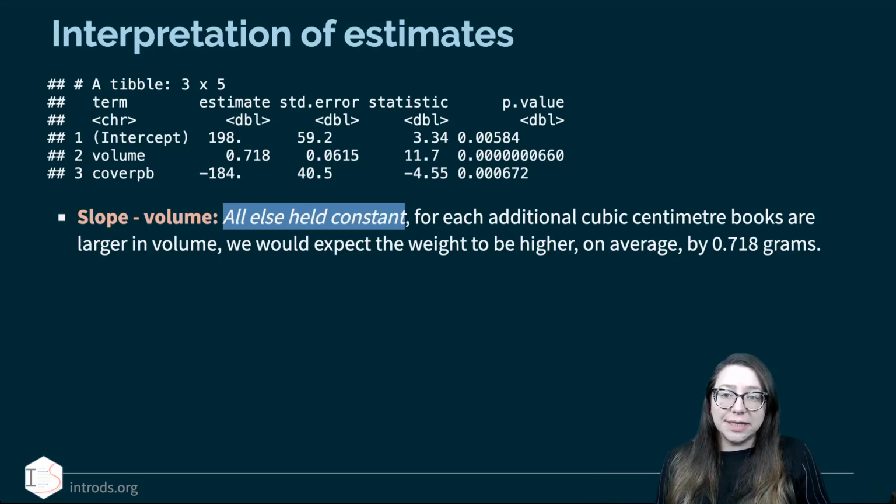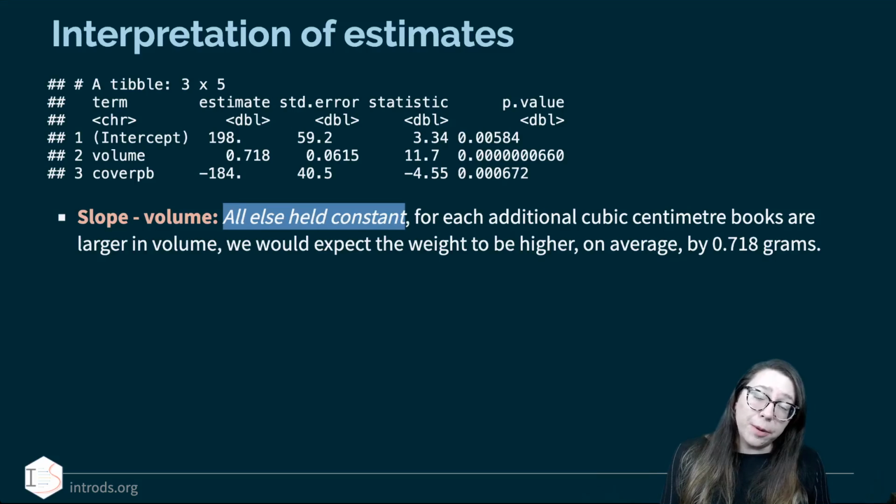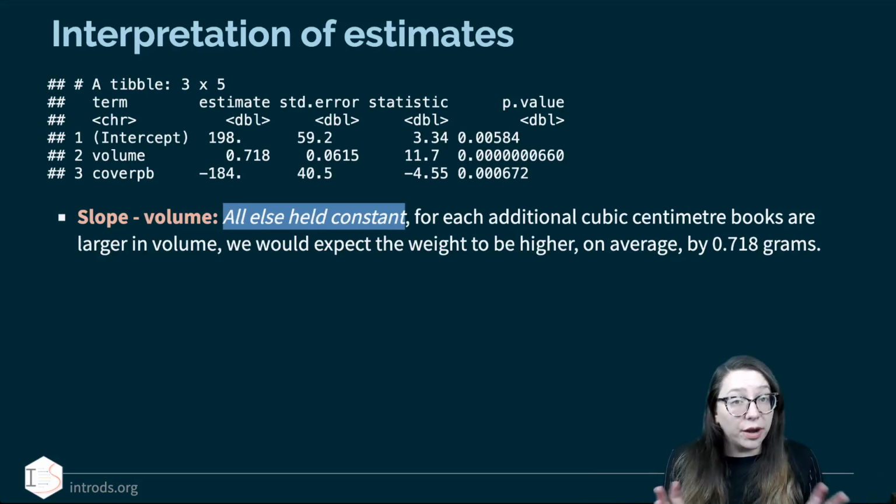So basically saying that if we're thinking about hardback books, we're only comparing them to each other, the ones that are different in their volume, or if we're thinking about paperback books, we're only comparing them to each other, the ones that are different in volume. But we are not comparing the predicted weight of a book with a given volume that's hardback versus paperback.